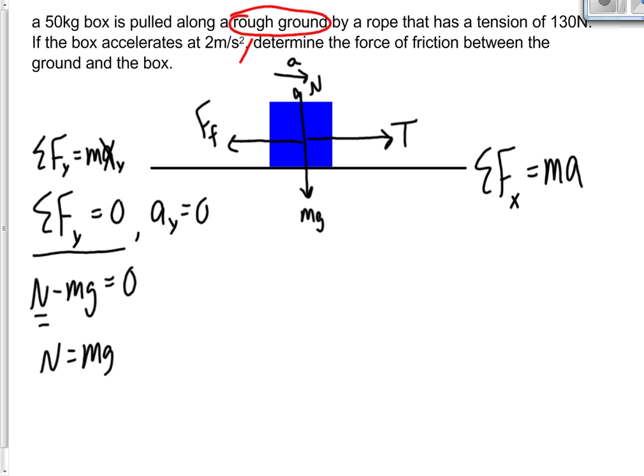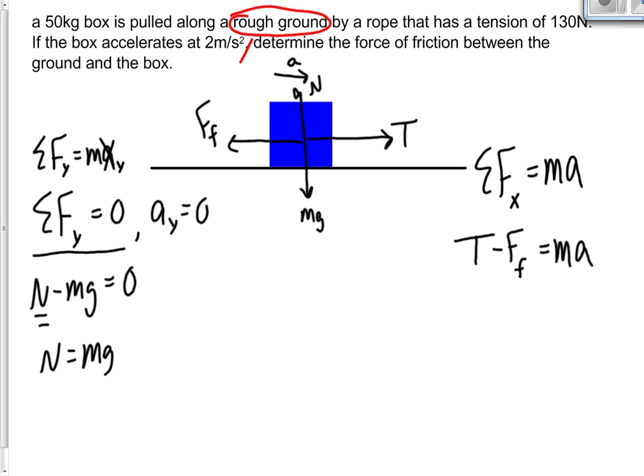So let's write this out. My equation says that T to the right minus the friction force to the left has to equal the mass times the acceleration. So now let's read. It says a 50 kilogram box is pulled along the ground. There's 130 newtons of tension in my rope, and the acceleration is 2. What is the force of friction?